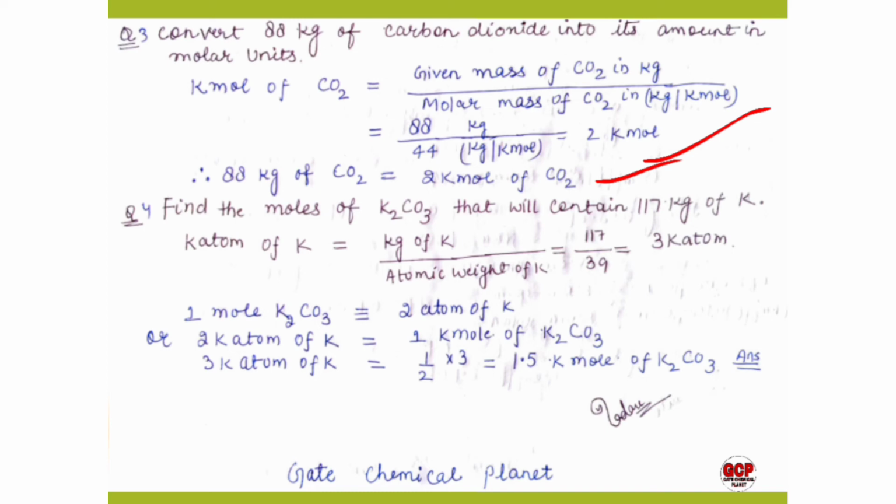1 mole of K2CO3 contains 2 atoms of K. It is important to note down here that 1 mole of K2CO3 contains 2 atoms of K, or we can say 1 mole of K2CO3 is equivalent to 2 atoms of K. We can also say that 2 kiloatoms of K equals 1 mole of K2CO3. Then 3 kiloatoms of K equals half into 3. So we will get the answer 1.5 kilomole of K2CO3.